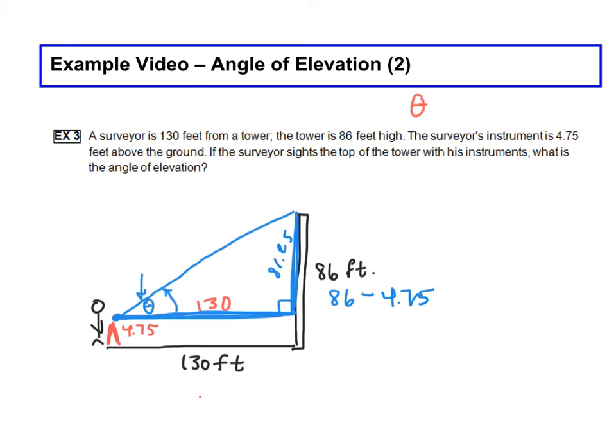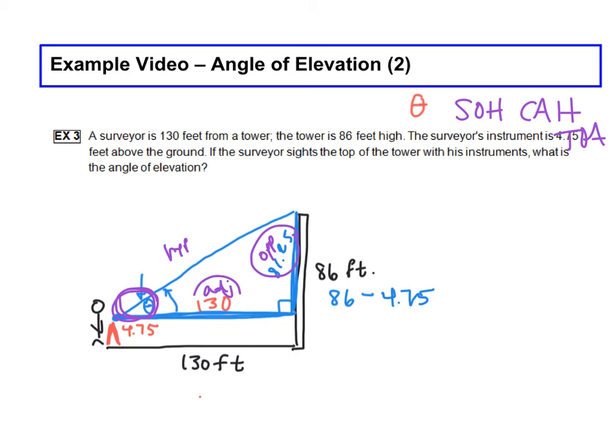Okay, so taking a look at what we have, our angle right here. So let's label everything in terms of this angle. You got your opposite side over here with the 81.25. The hypotenuse is across from the 90, and the adjacent side is that 130. So go back to SOHCAHTOA. We have the opposite and adjacent. That's going to be our tangent again.